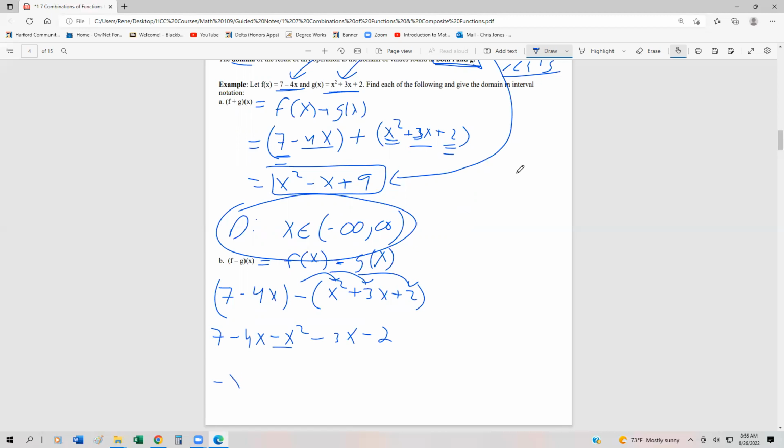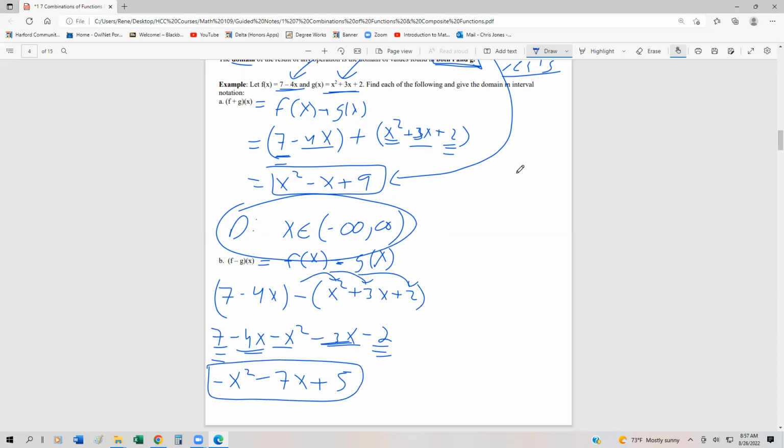There's nothing else like negative x squared, so we have a negative x squared. We have a negative 4 and a negative 3. That's going to be a negative 7x. And then finally, we have 7 minus 2, which is going to be plus 5.